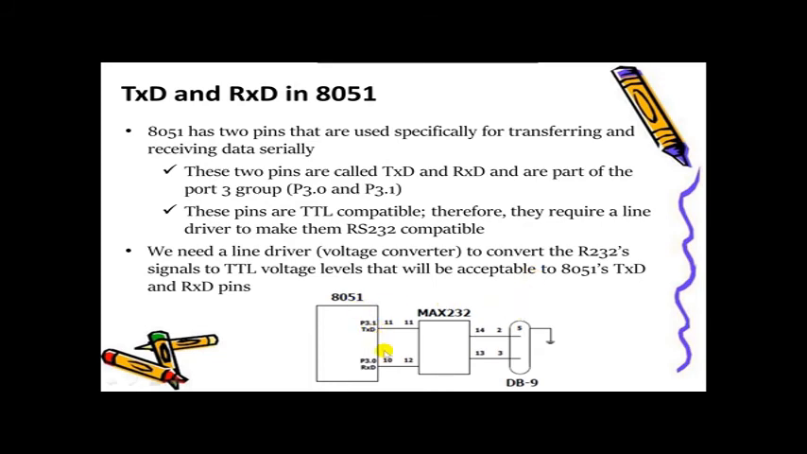8051, P3.1 and P3.0, MAX232. So here, as in the diagram, it has been shown pictorially that when the 8051 is connecting to the DB9 connector, it has to go through the MAX232. As we already discussed, it requires a converter, that is a level converter. Here the MAX232 acts as a level converter between the DB9 connector, that is RS232, and the 8051.